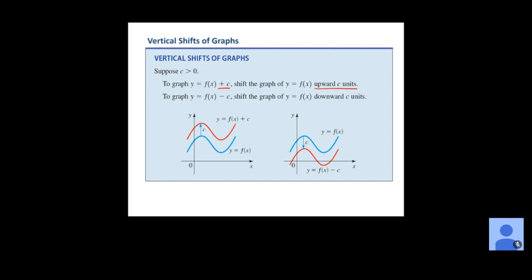And on the other hand, if we subtract c instead, again, on the outside of the function, then it's going to move it down that many units. And we can see that in the graph over here. The blue graph is the original, okay, so that's our f of x. And so if we add a positive c value to it, it's going to shift it up and give us that red graph. And if instead we subtract the c value, it's going to shift it down and give us the red graph here on the right-hand side.